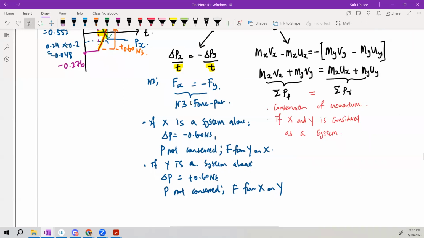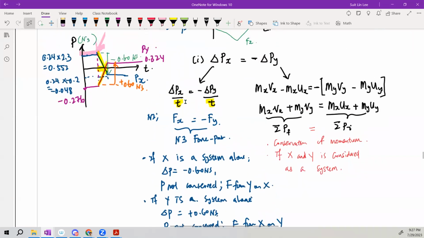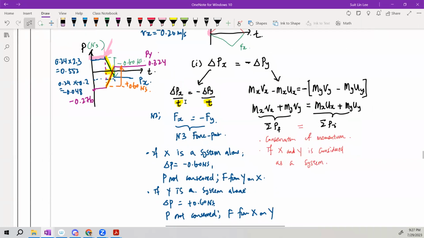So when you think about conservation of momentum, it's important to know how you are applying the conservation law. Are you only applying it on one of the balls? Then momentum is not conserved, because if X is a single object, then when Y comes and pushes X, Y becomes the external force. But if X and Y are together, then X pushes Y, Y pushes X. The forces are equal magnitude, opposite direction. If X and Y are considered as a system, there is no external force. So momentum is conserved.